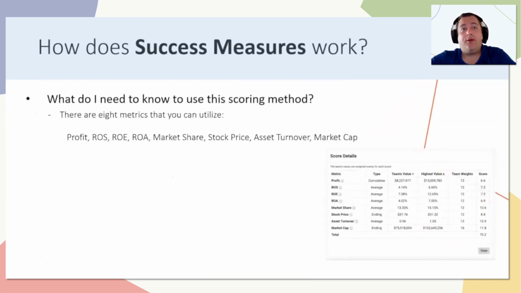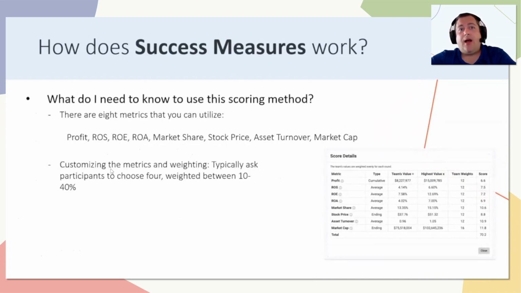So, how does that work? I mentioned the 8 metrics that are available. I typically ask teams to choose at least 4 metrics if I'm going to let them choose their own. But this is also good advice for the instructor. If you are going to choose the success measures for your teams, you don't want to just have one, right? If we have one success measure, it kind of opens the door for gaming, right? And I don't want students trying to game the simulation. I want them to run the best business possible.